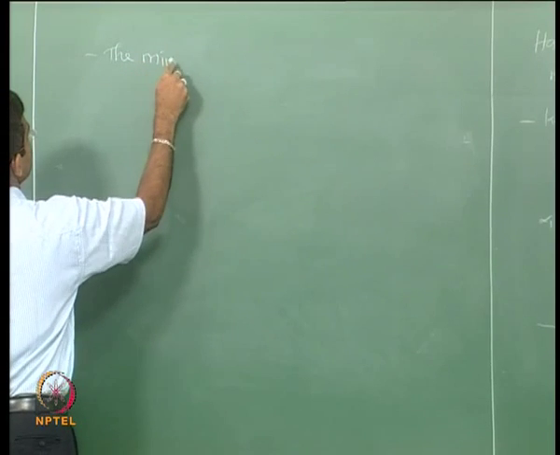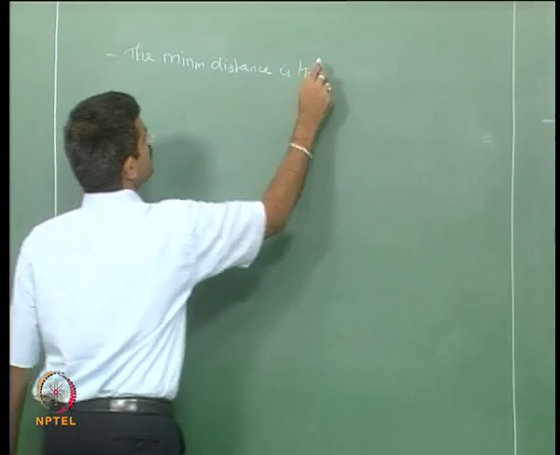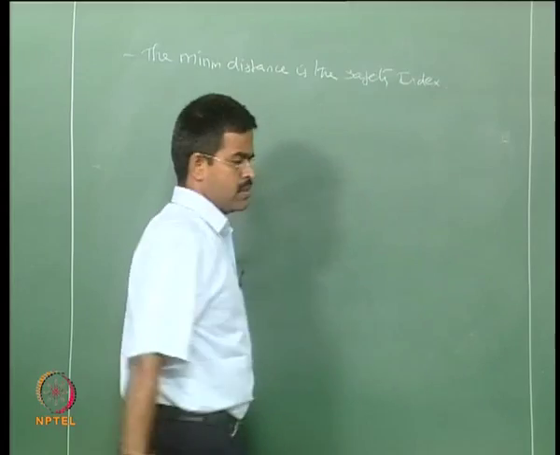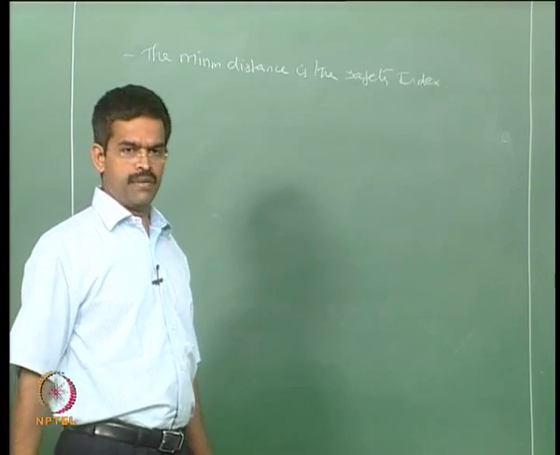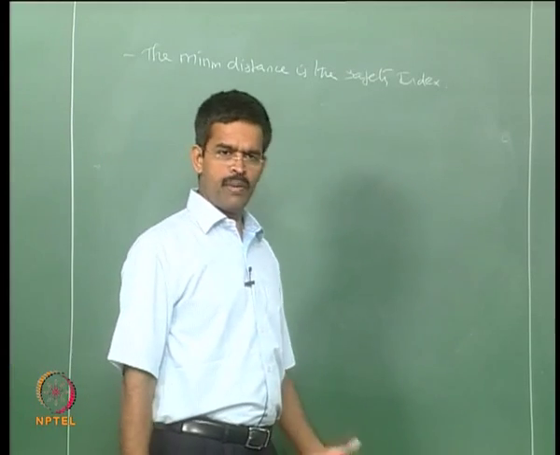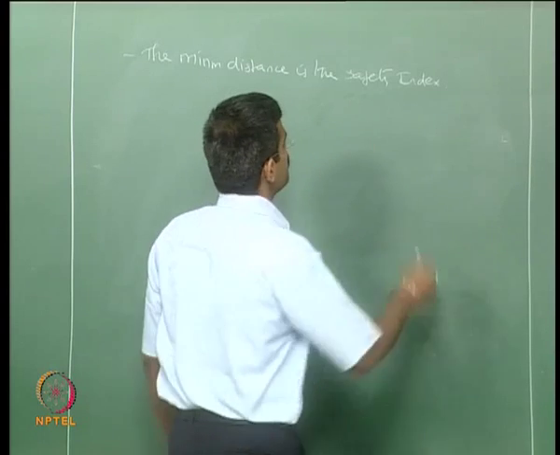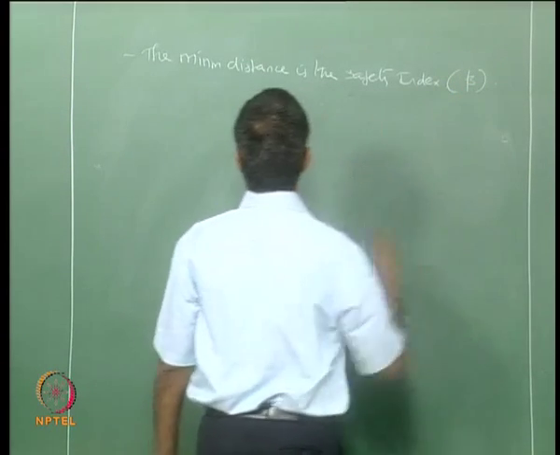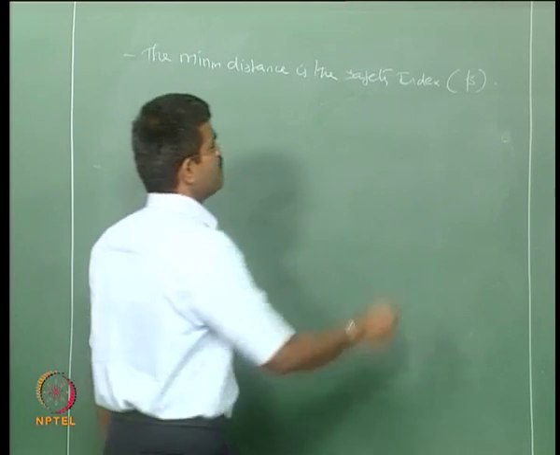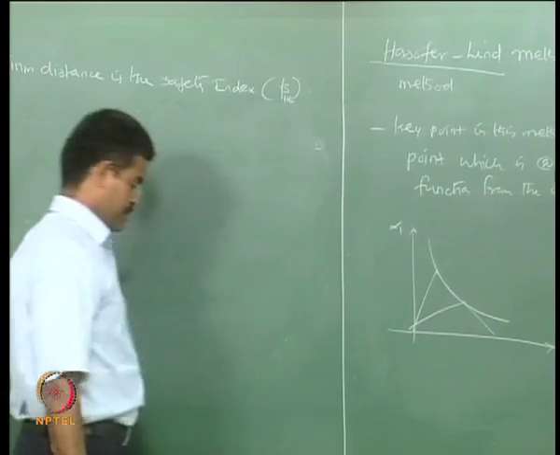The Hasofer-Lind method says the minimum distance is the safety index directly in its geometric meaning. So, the minimum distance, if it is estimated geometrically, that itself is the safety index, or beta. To be very specific, we write beta HL. HL stands for Hasofer-Lind.